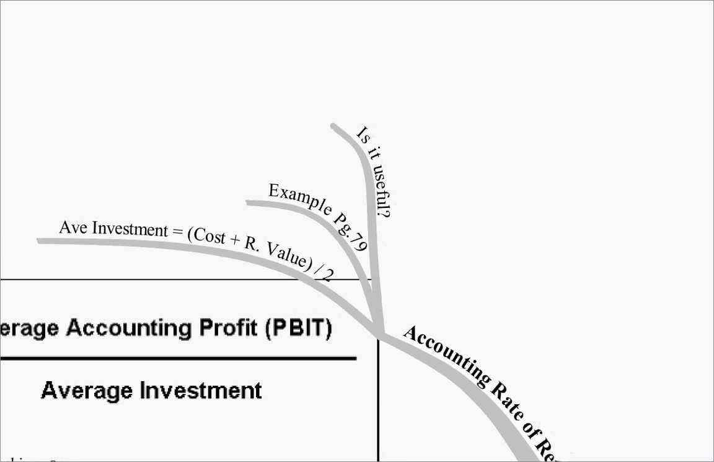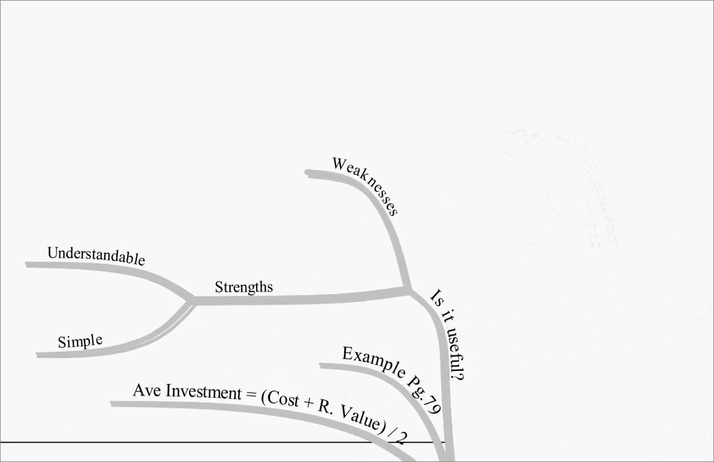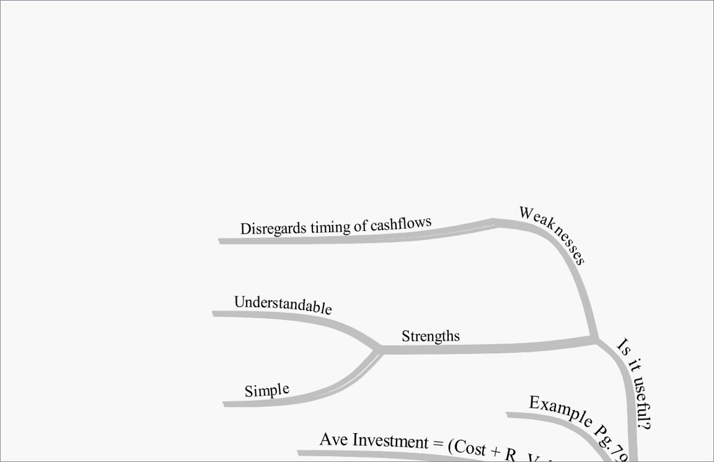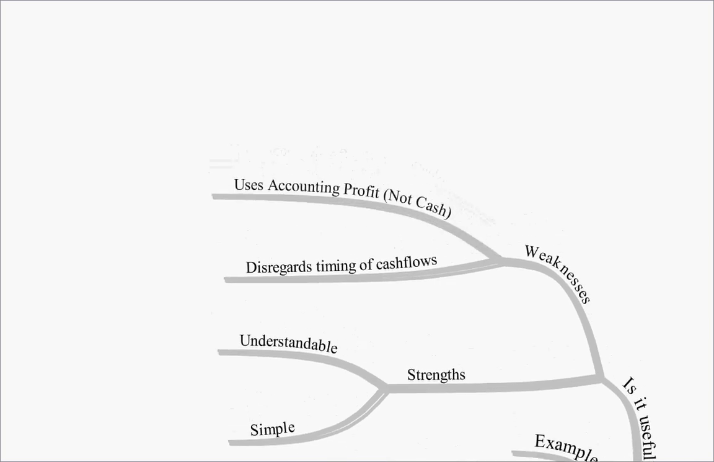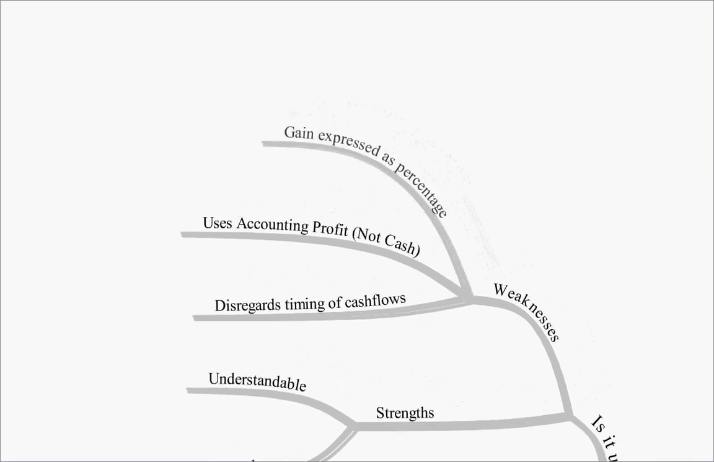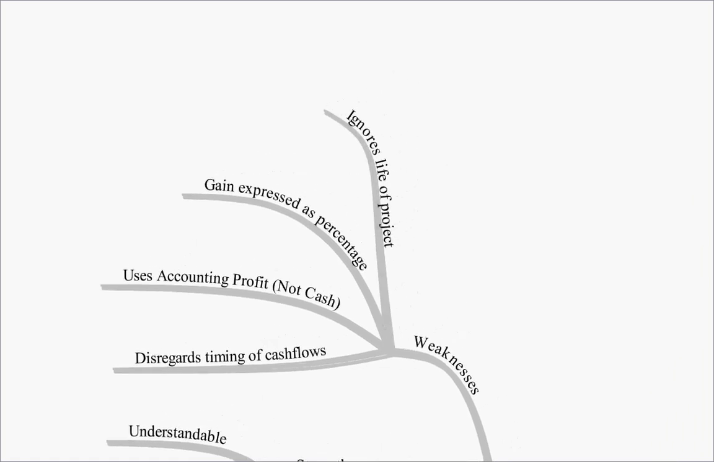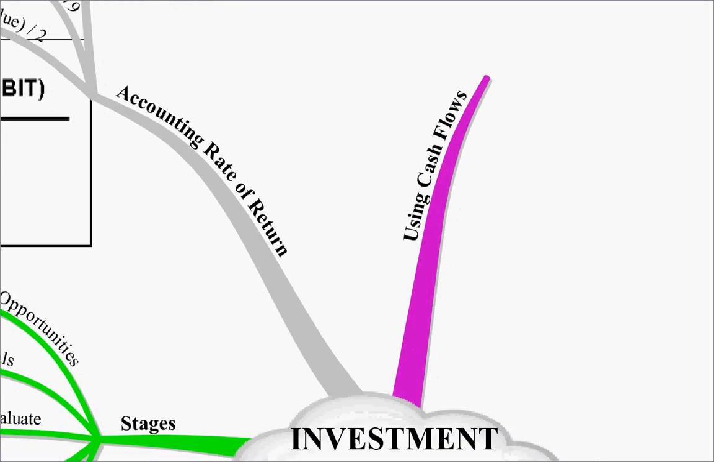So is this method useful? Well, the strengths are that it's understandable and simple. However, the weaknesses are it disregards the timing of the cash flows. All those cash flows could have come at the very end or the very start of the accounting period you're looking at. It uses accounting profits, not cash, and we know that accounting profits can be manipulated. It's expressed as a percentage, which means that it doesn't take account of the size of the investment. It's just a percentage gain on whatever the investment is. And it ignores the life of the project. It doesn't say how long the project lasts for. So that's the accounting rate of return.